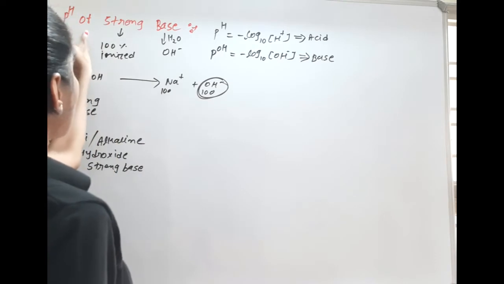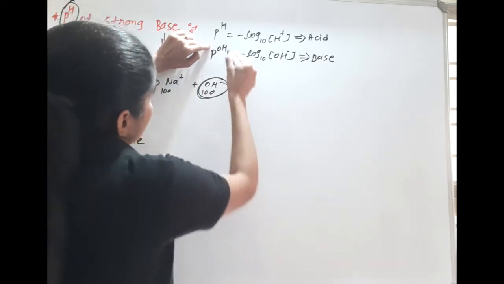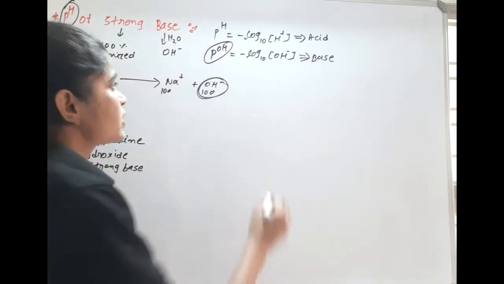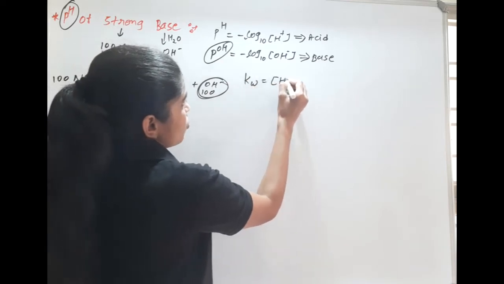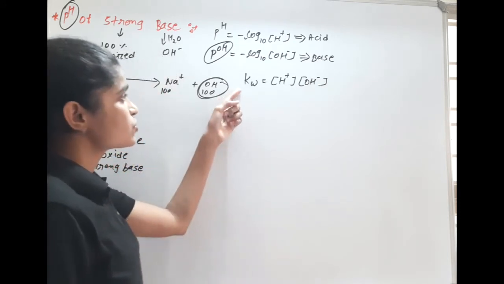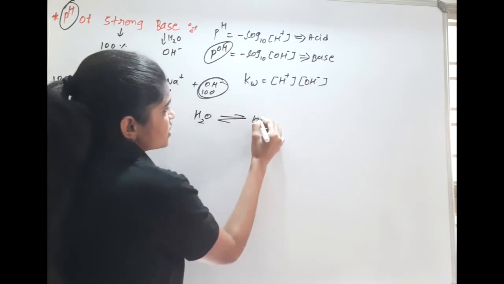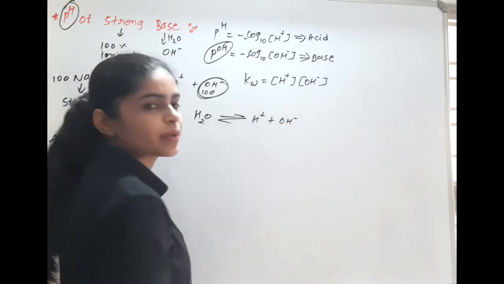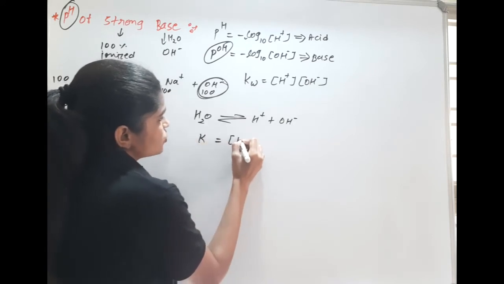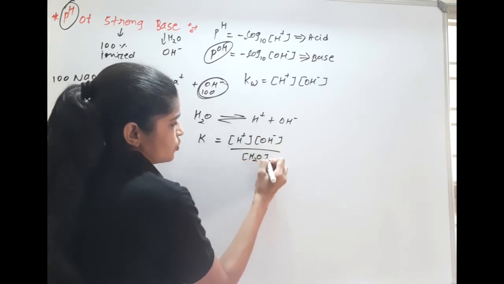But in this case we have to find the pH of a strong base, but our value is the pOH. How to find the pH value? We know that Kw is equal to the concentration of H plus times OH minus. Kw is the dissociation constant of water. So H2O dissociates into H plus and OH minus, so the constant K is equal to H plus times OH minus divided by H2O.